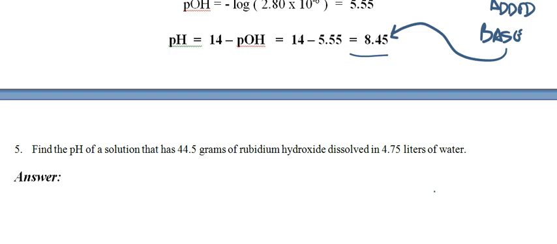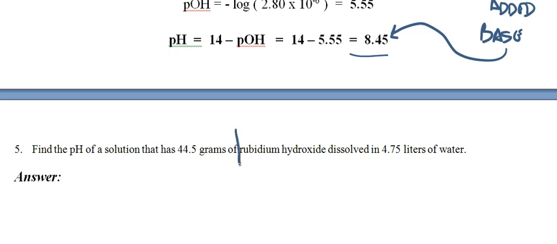All right, number 5. I want you to find the pH of a solution that has 44.5 grams of rubidium hydroxide dissolved in 4.75 liters of water. Now, this is another question where it's not telling you a couple things. You're not given a Ka value or a Kb value. You're not given any kind of K value. You want to know why you're not getting a K value?